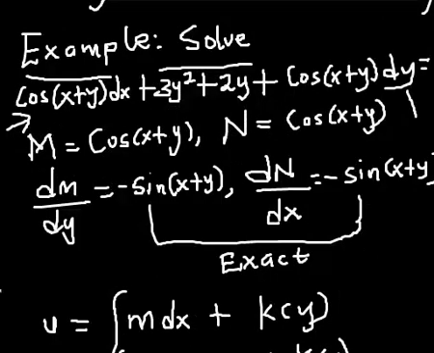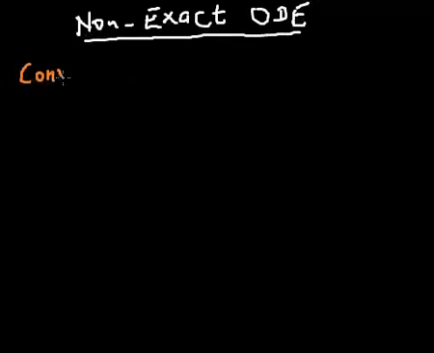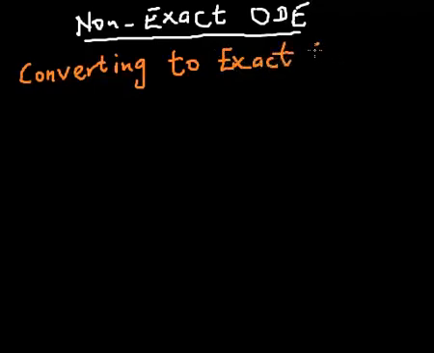So now let's look at a situation where you have a non-exact ODE. What do you do in such a case? Anytime you're given a non-exact ODE, to solve it, simply convert it to exact. It is easy. You convert to what? Exact ODE. And how do you convert a non-exact ODE to an exact ODE? You convert by multiplying by a factor known as an integrating factor.